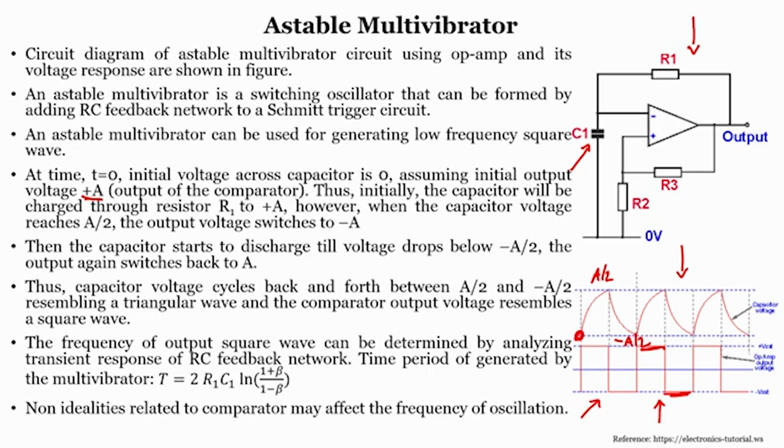The frequency of the output square wave can be determined by analyzing the transient response of the RC feedback network, and the time period of the signal generated by the multivibrator is given by T equals 2 times R1 C1 times natural log of (1 plus beta) divided by (1 minus beta). So, no non-idealities related to the comparator may affect the frequency of oscillation, right. So, you need to understand how the astable multivibrator works.